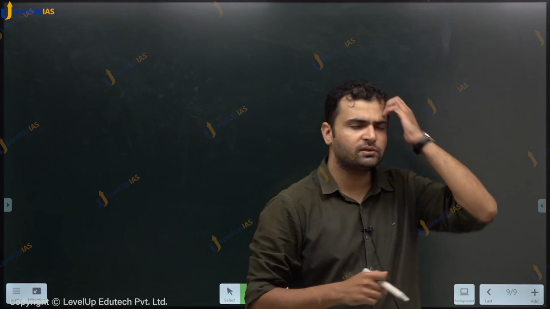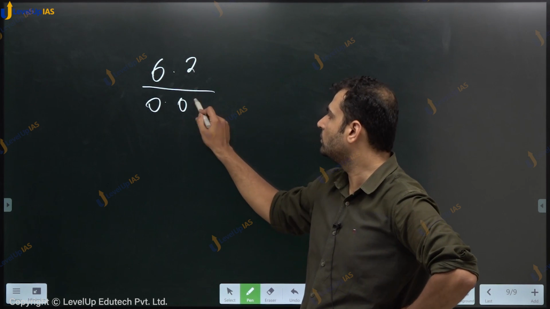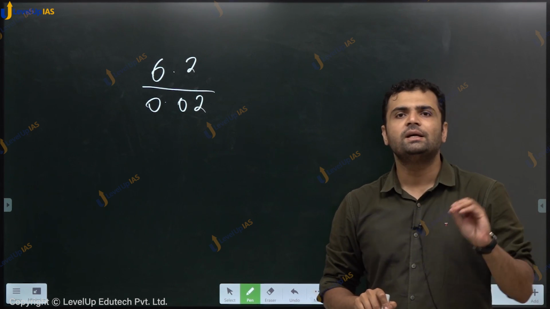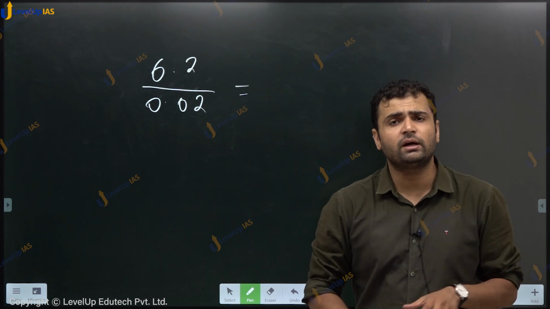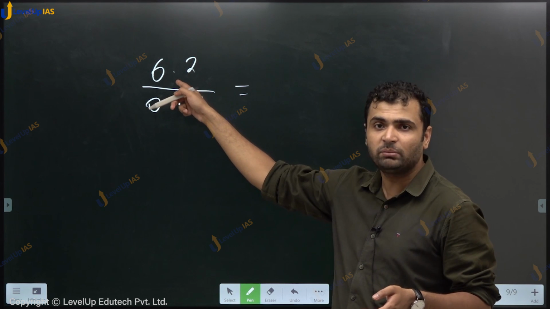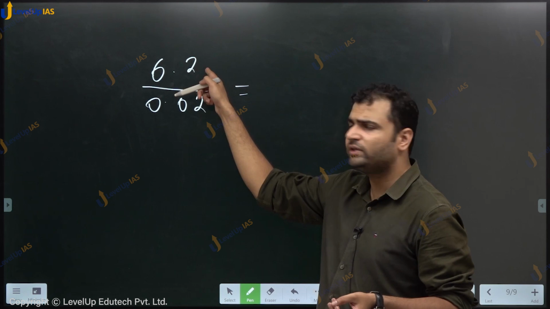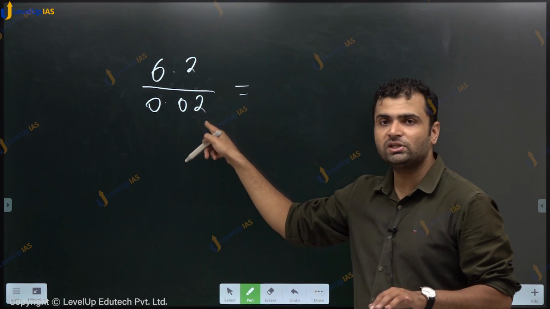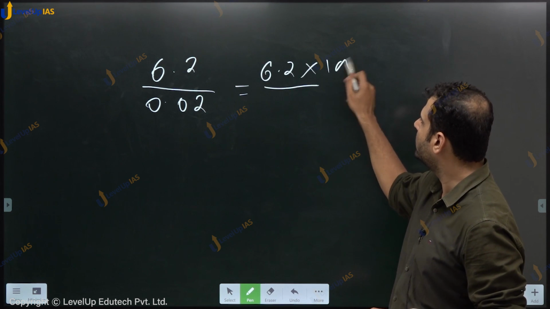Another way to do this is: 6.2 divided by 0.02. You multiply both numerator and denominator by some quantity to get rid of the decimal. Decimal को हटाने के लिए क्या करना होता है? 10 से मल्टीप्लाई करना होता है, 10, 100 वगैरह से. यहाँ पे आप 10 से मल्टीप्लाई करोगे न्यूमरेटर को. If you multiply the numerator by 10, the decimal goes here and vanishes. If you multiply this denominator by 100, it will vanish. So let us multiply both numerator and denominator by 100.